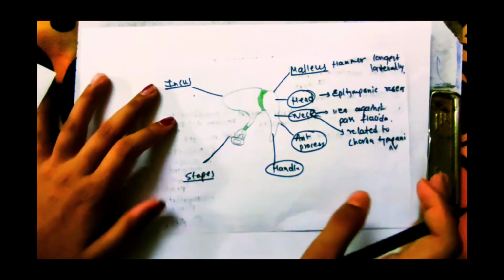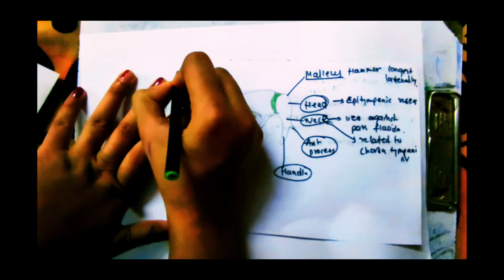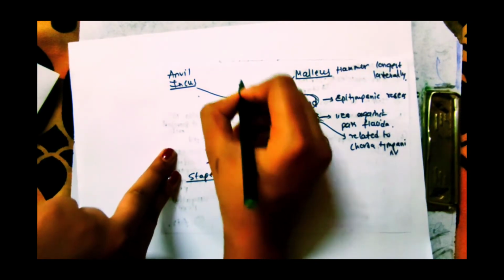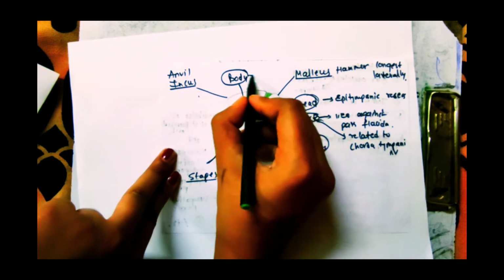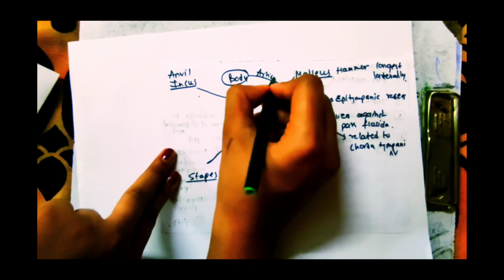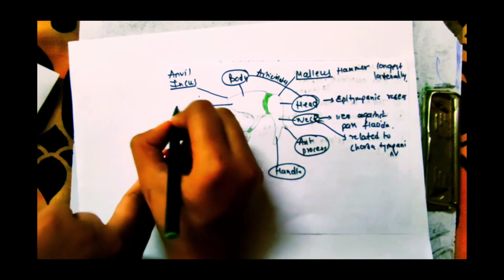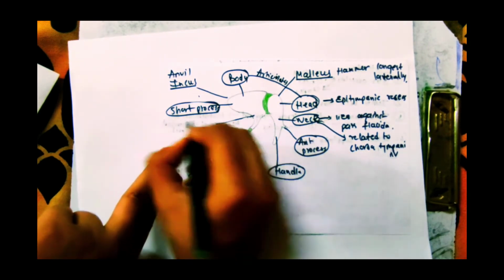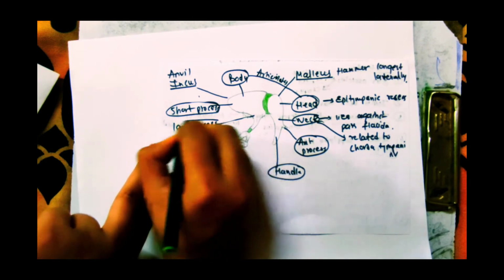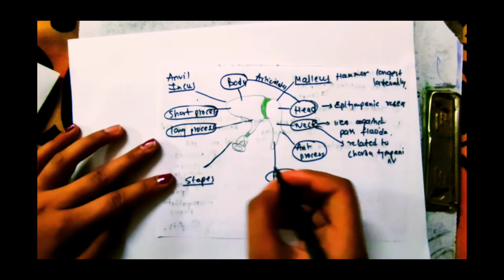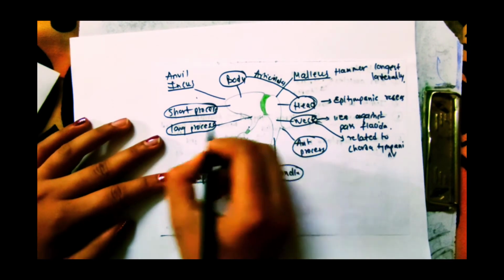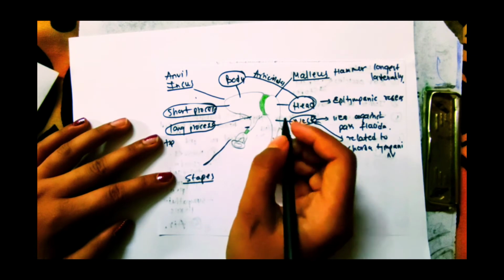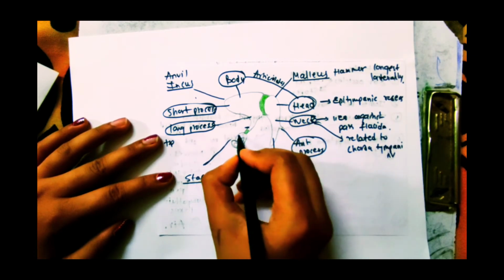Then comes the incus. It is anvil shaped. It resembles a molar tooth. It consists of a body which articulates with the head of the malleus. It consists of a short process and this long process. This long process bears at its tip a lentiform nodule, which is directed medially and articulates with the head of the stapes.